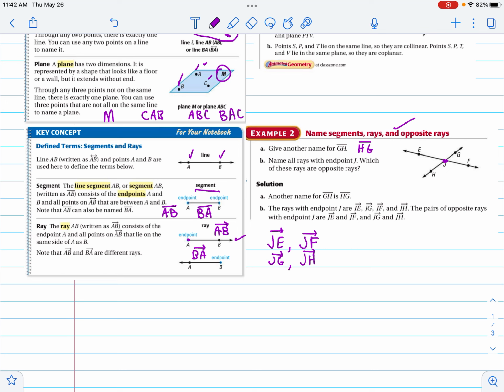That's it. Now, you notice something here that I haven't taken note of yet. This JE and JF, those are running along the same line, right? They're running along the same line, they're just going in different directions. But they're contained in the same line. In other words, these are both part of the line EF. So, in other words, they're going in exactly the opposite direction. So we call these opposite rays.